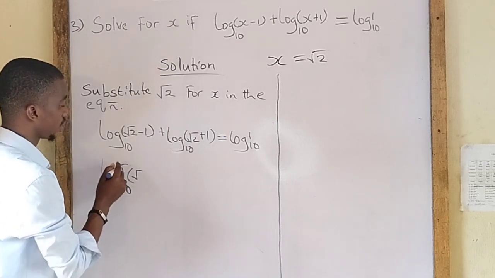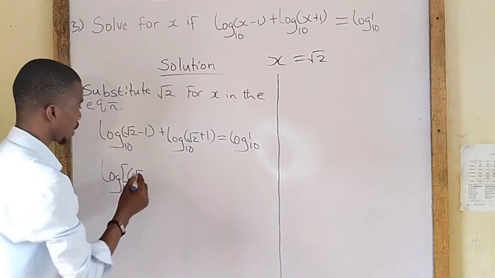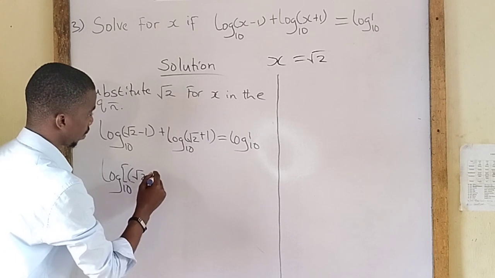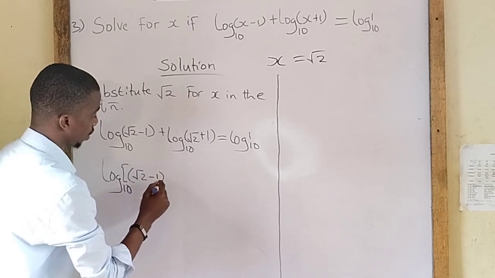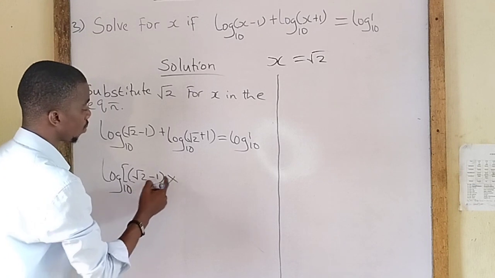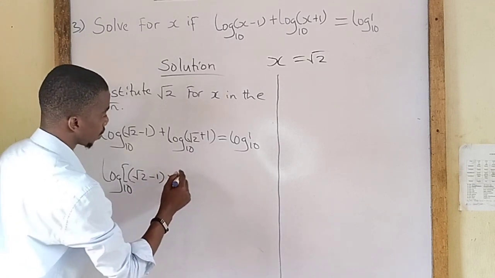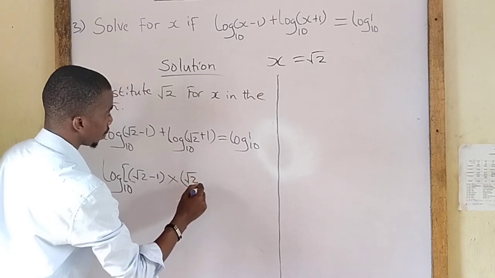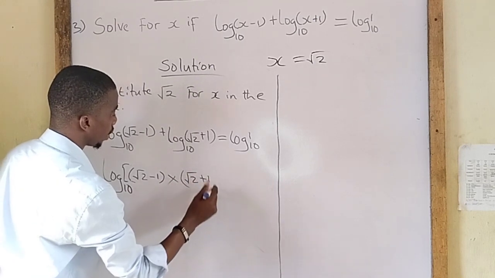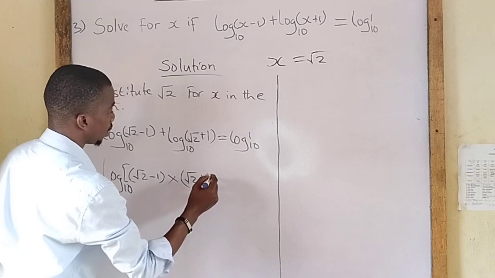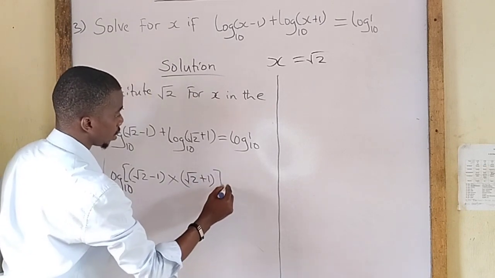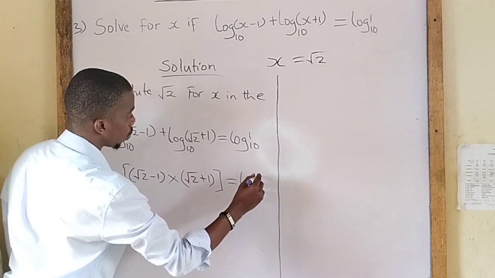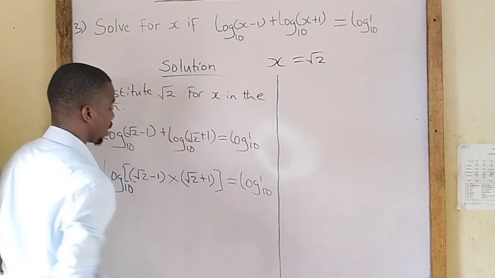We use parentheses for the first enclosure. Okay, so we have (root 2 - 1) times (root 2 + 1), close parenthesis. So we have equal to log 1 plus 10.